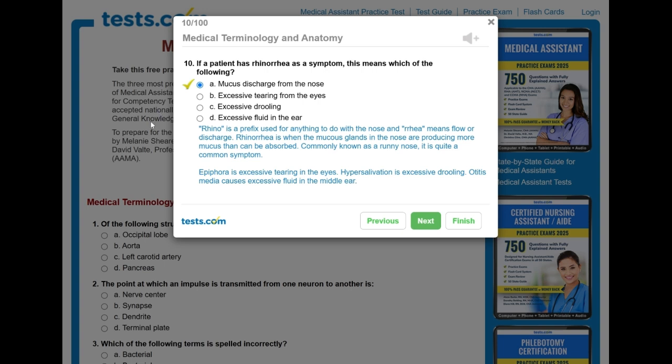Rhino is a prefix used for anything to do with the nose, and rhea means flow or discharge. Rhinorrhea is when the mucus glands in the nose are producing more mucus than can be absorbed. Commonly known as a runny nose, it is quite a common symptom. Epiphora is excessive tearing in the eyes. Hypersalivation is excessive drooling. Otitis media causes excessive fluid in the middle ear.